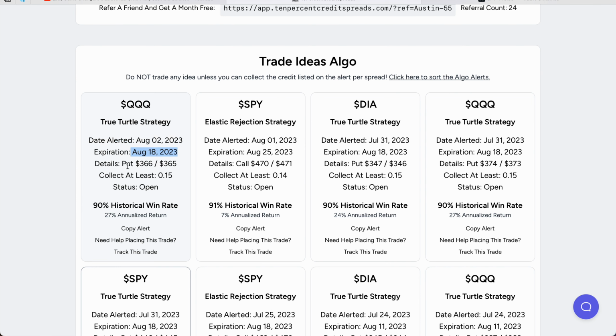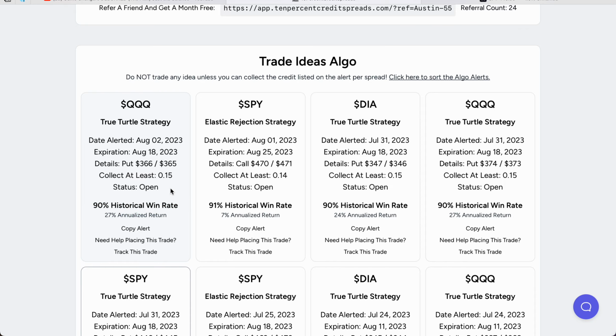I need to do the put of 366 as the strike price I'm selling, and 365 is the strike price I'm buying. I want to collect at least 15 cents in credit for a $1 wide. And I have a 90% win rate, and on average, if I only follow this strategy for QQQ, I can make a 27% annualized return. That's 3 to 4 times the average yearly return.